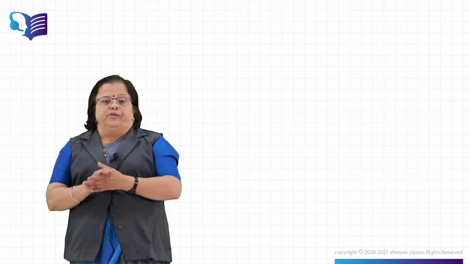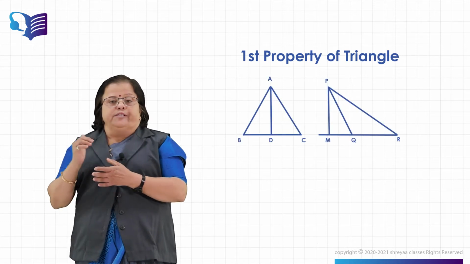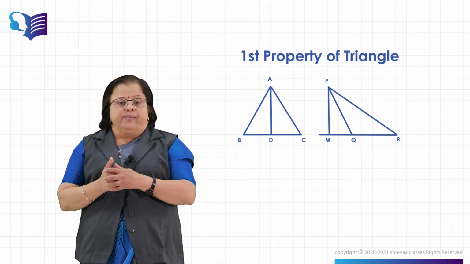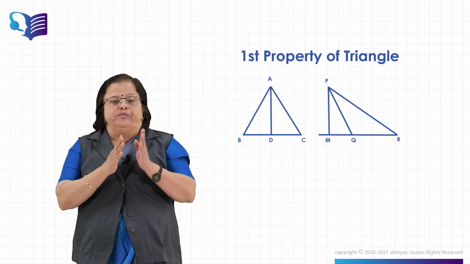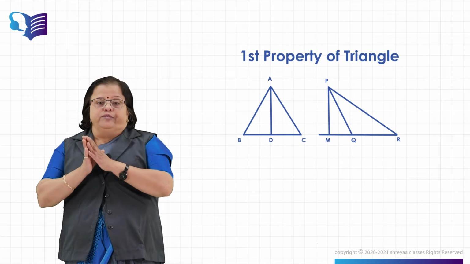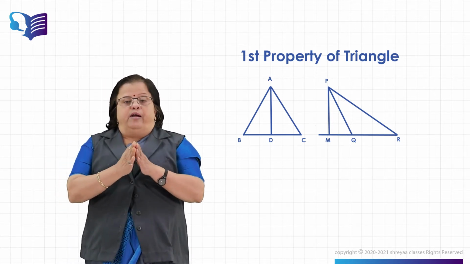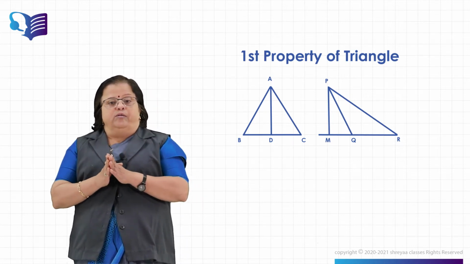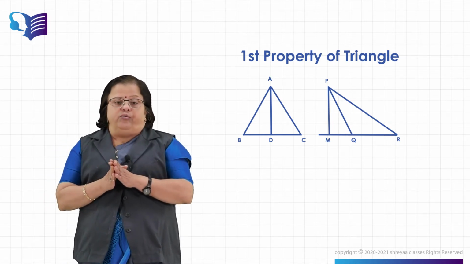Now let us see the properties of the triangle. The first property: you can see two triangles. One is triangle ABC, in which AD is perpendicular to side BC, so AD is the height of the triangle. The other triangle is triangle PQR, which is an obtuse angle triangle. Therefore, the base is extended and we draw a height PM on the exterior of triangle PQR. So, PM is the height of triangle PQR.